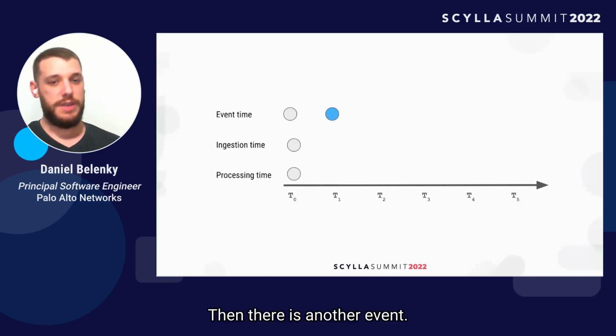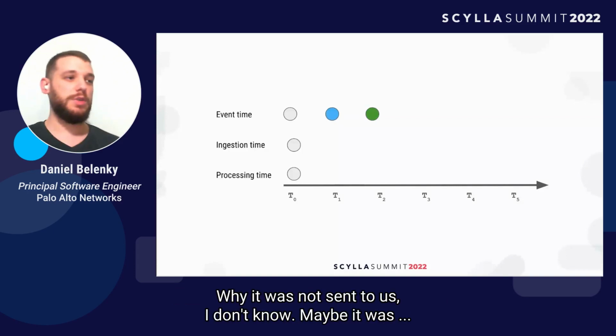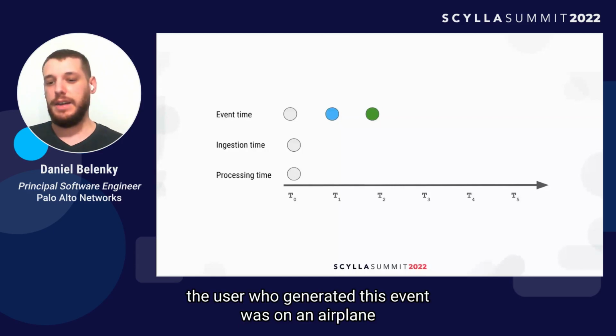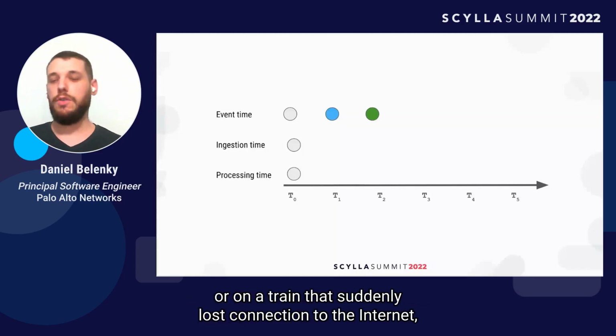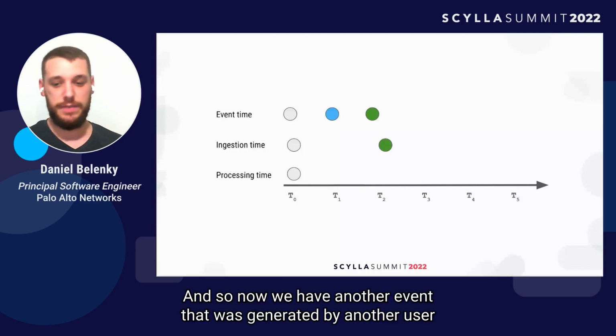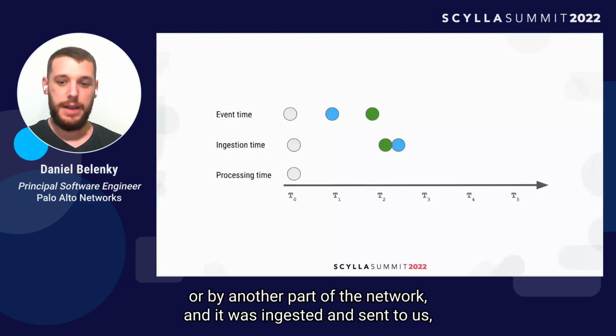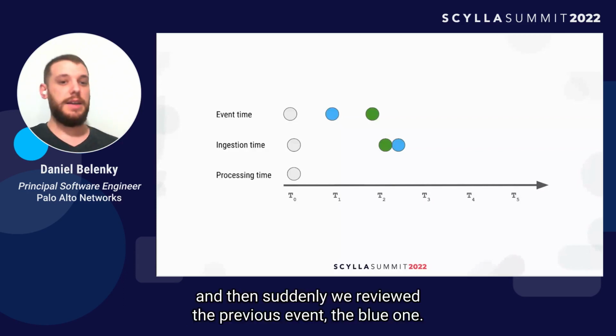Then there is another event. This event occurred at some time 1, but it was not sent to us. Why was it not sent to us? I don't know. Maybe the user who generated this event was on an airplane or on a train that suddenly lost connection to the internet, and this is okay. Now we have another event, generated by another user or another part of the network, and it was ingested and sent to us, and then suddenly we received the previous event, the blue one.